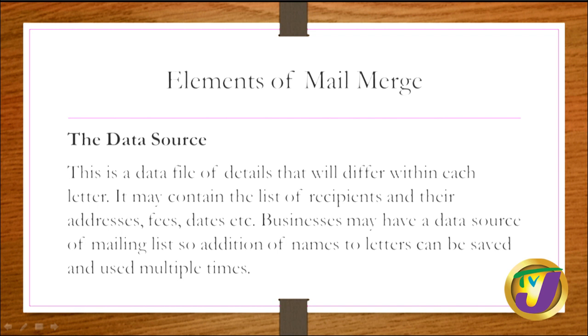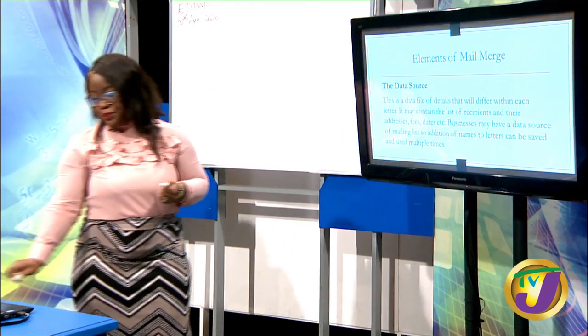Businesses may have a data source of a mailing list so as to easily add these names and additional details to our main document. So basically, mail merge is bringing these two documents together. Our main document, which is our letter, with some blank spaces or some merge fields that we may put in, and then our data source, which is our recipients list, a list of addresses, and when we put them together, that is the act of merging, or what we call mail merge.